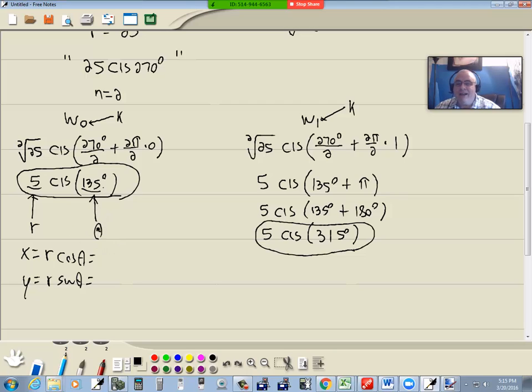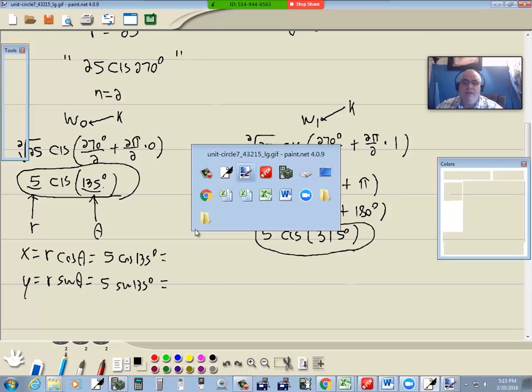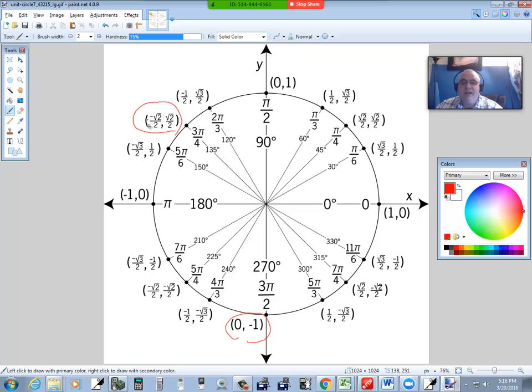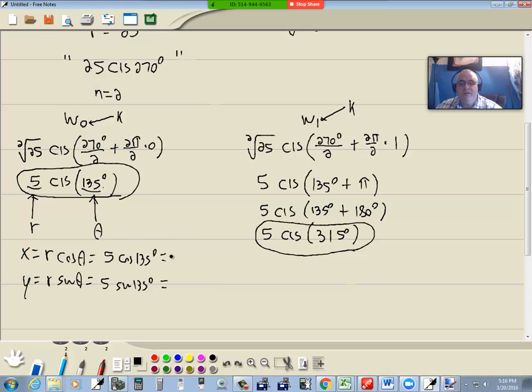I need a break, I guess, after an hour and 15 minutes. Okay, so I got 5 times cosine of 135 degrees, and here I got 5 times sine of 135 degrees. For 135 degrees, cosine is our x, so negative square root of 2 over 2. So I got 5 times negative square root of 2 over 2. This one would be 5 times a positive square root of 2 over 2. So in rectangular, we'd have negative 5 square root of 2 over 2 plus 5 square root of 2 over 2 with an i to the side.